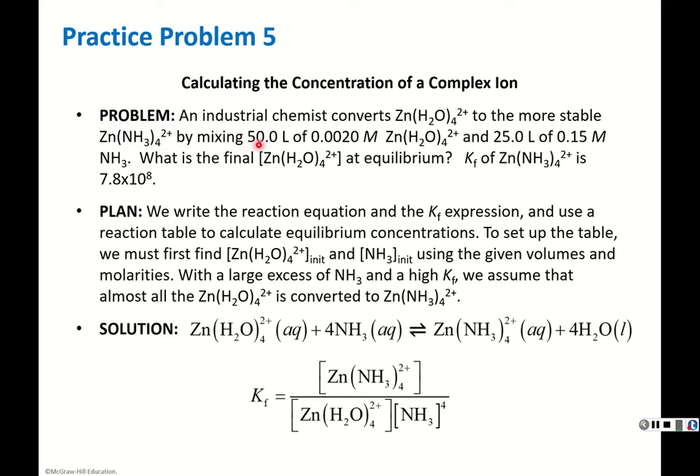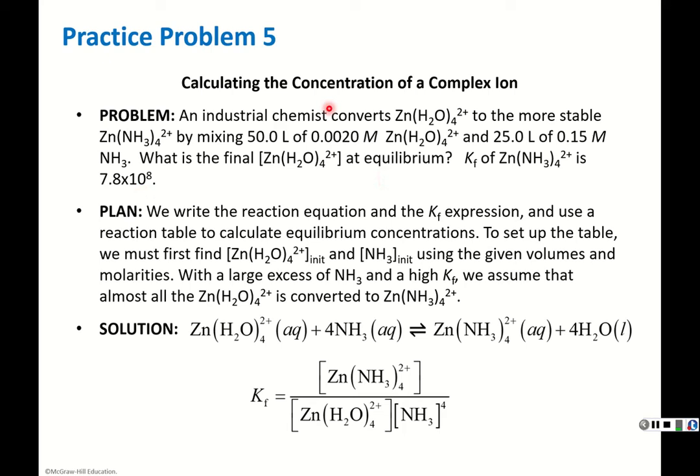Okay, and they're doing this by mixing 50 liters of 0.002 molar zinc tetra water and 25 liters of 0.15 molar NH3. Okay, so they have this zinc tetra water, and they're adding the ammonia to it. What is the final zinc concentration of zinc tetra water at equilibrium? And they give this expression here, Kf of zinc NH3 is 7.8 times 10 to the 8.